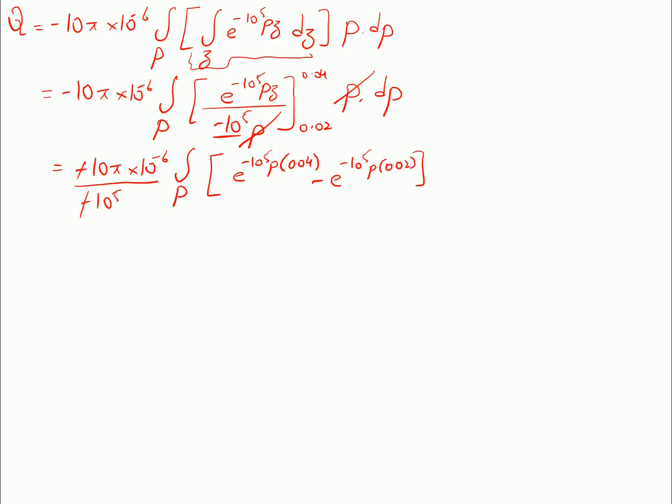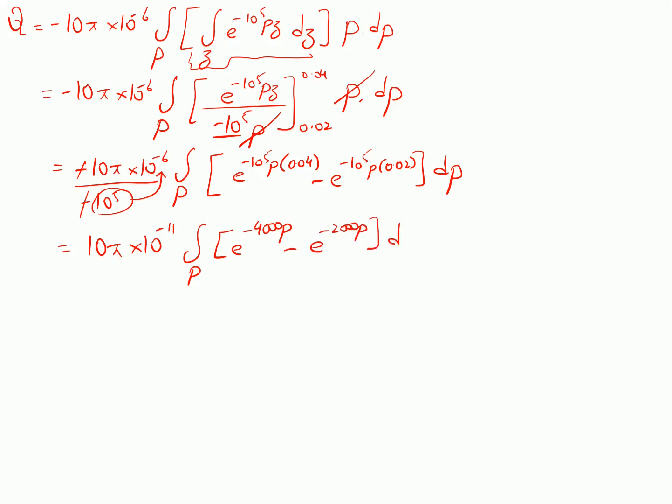So this is what I am getting, and at the end I will have d of rho. Once I solve this equation, it comes out to be 10 pi, and I'm going to take this 10 raised to power 5 and bring it to the numerator, so it becomes 10 raised to power minus 11, and it comes out to be rho, and this becomes e raised to power minus 4000 rho minus e raised to power minus 2000 rho d of rho.